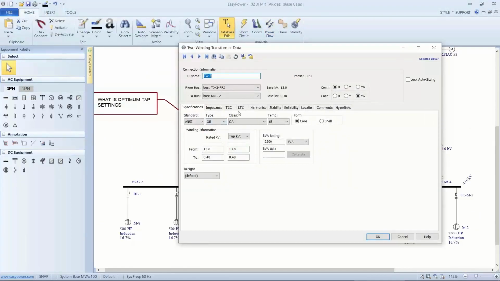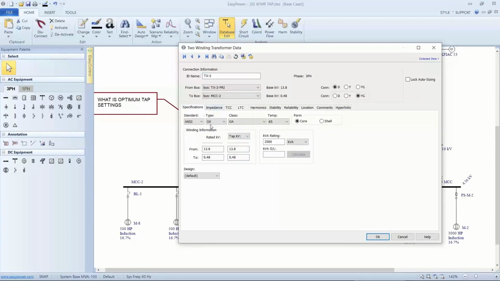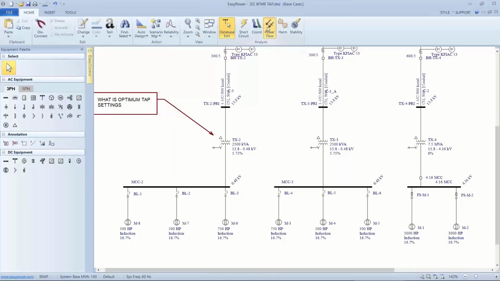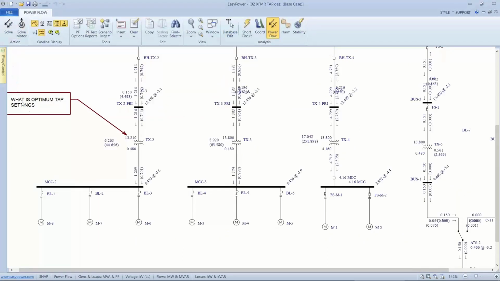Take off the load tap changer, set up my tap at 13.21. And now whenever I run my PowerFlow and solve, I get the correct voltage out of my transformer. So that's how you do a load tap changer.